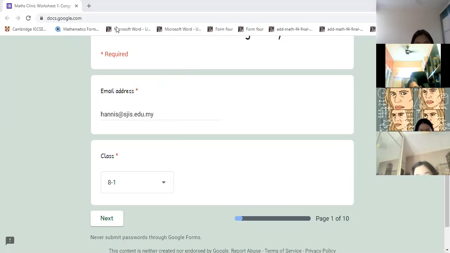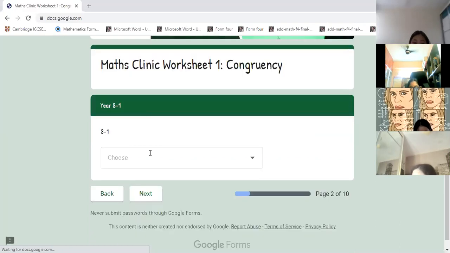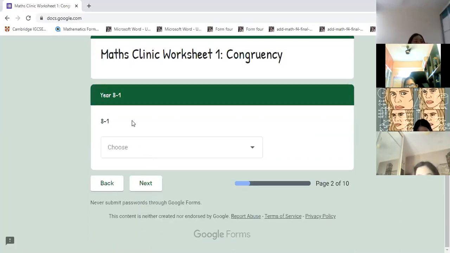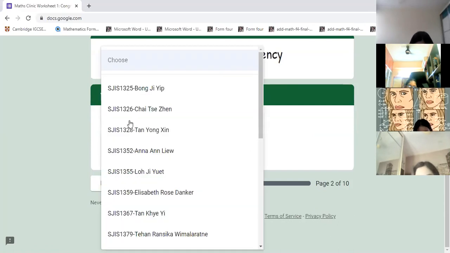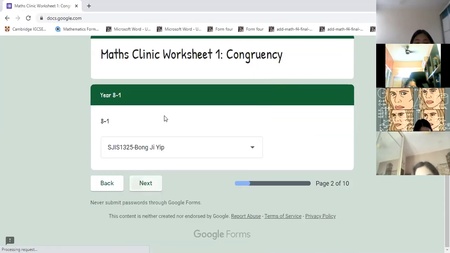You cannot. You're not able to click on the material itself. You guys can click on the link. It will bring you to the Maths Clinic worksheet. Choose. I just randomly chose GEP here, but don't worry, I'm not going to submit it.